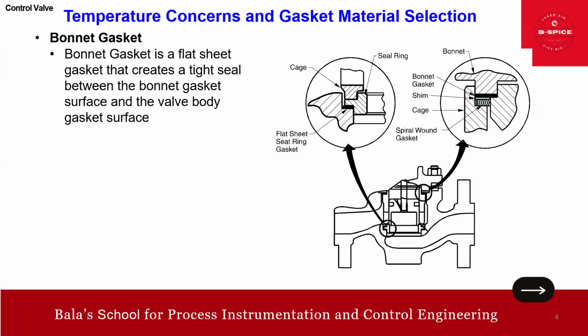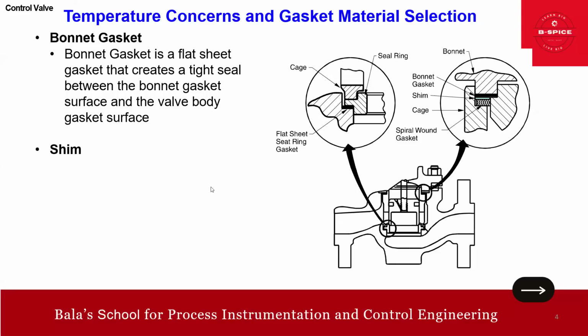Okay, the bonnet gasket is a flat sheet, as you can see here, friends. This one is your bonnet gasket. This is the spiral wound gasket, which we saw in the last slide, and this is the bonnet gasket, the tight seal. It's a flat sheet.